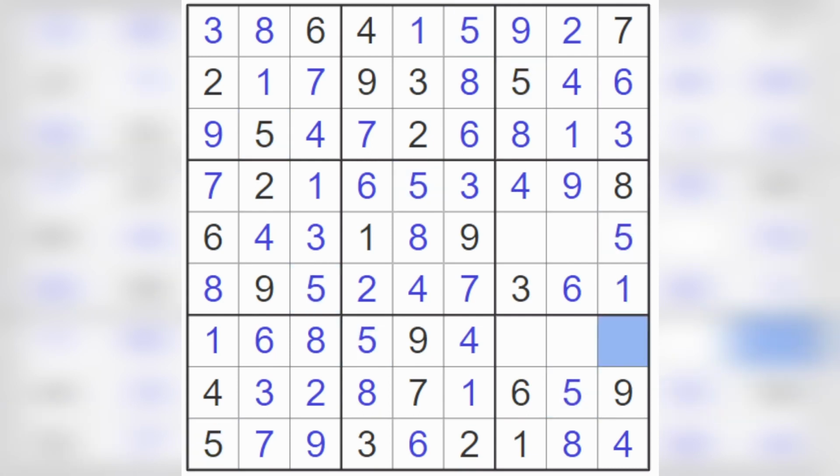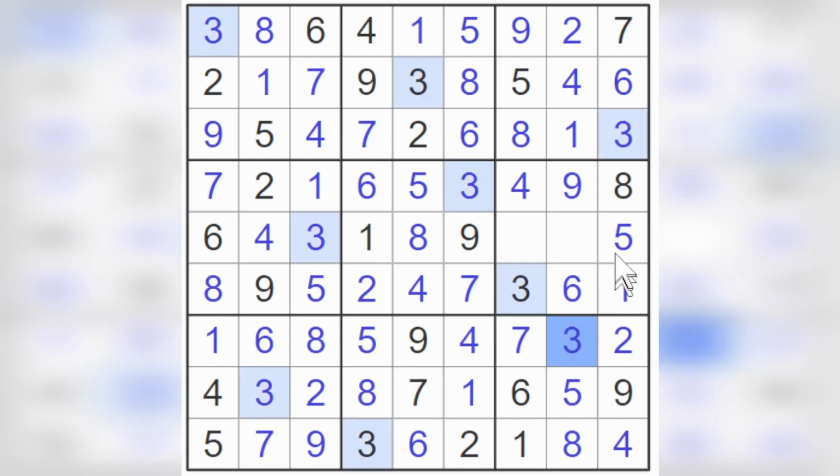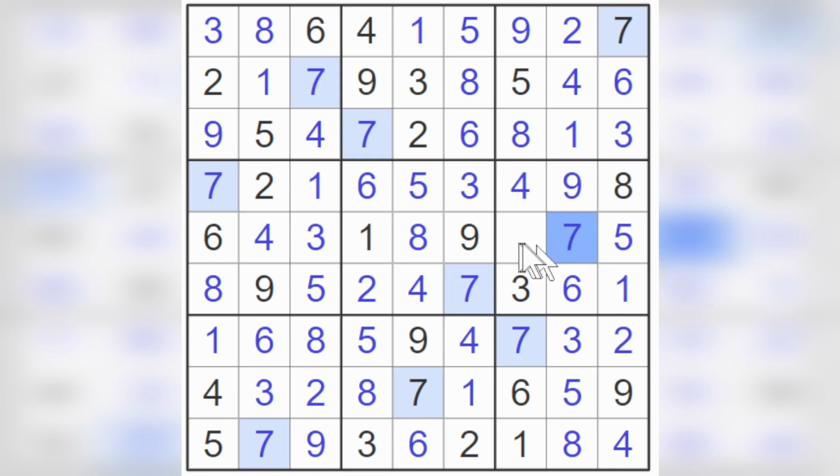We're getting it, but this has been tough. This is a 2. These have to be a 3 and a 7. Really? Ah, the 3 blocking down. 7 here, 3 here, 7 here, and a 2 here.